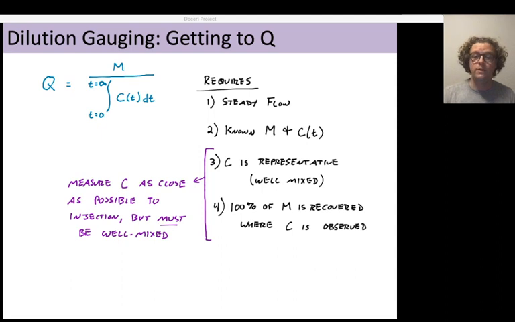Okay, with this information in hand, you should be able to take an injection of a known mass with an observed concentration time series and use that as a basis to estimate volumetric discharge in a river, which you will do in your next learning activity.